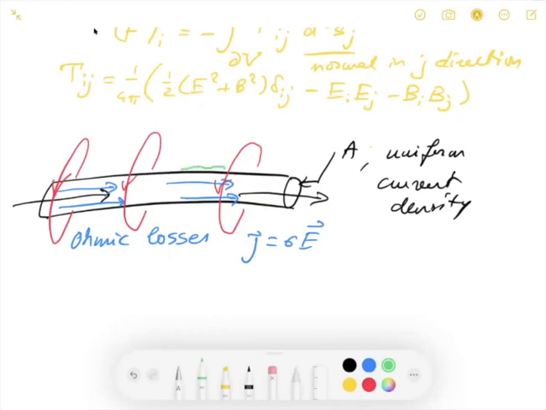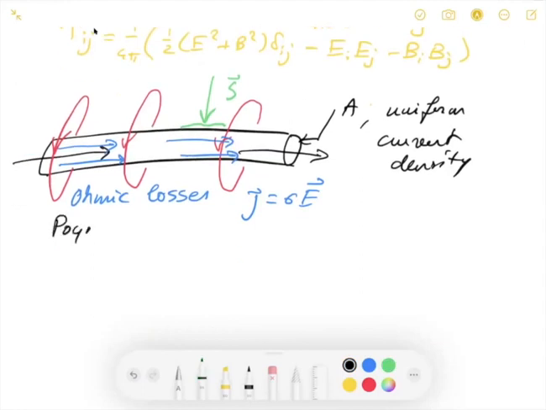Now, it's a little hard to see, but you'll actually find that the Poynting vector is pointing in, because that's how the E cross H works out. And it's going in, and it's exactly equal to the power that's being dissipated by the ohmic losses in the wire.